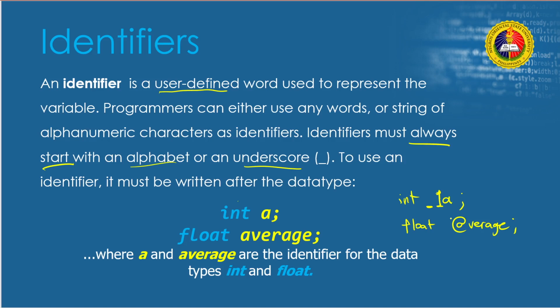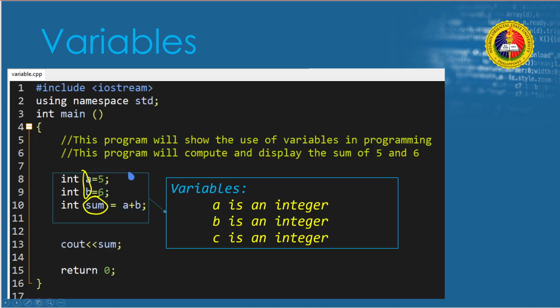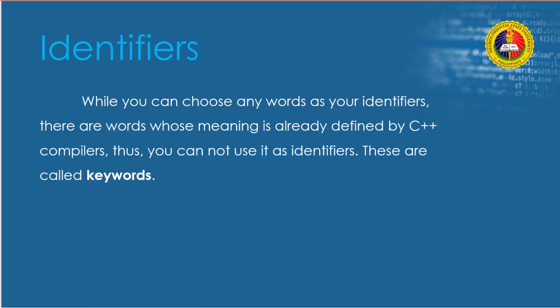Okay, so this is an example of the identifiers that we created a while ago, A and B, and then sum. Since all of them start with an alphabet, it is fine. Okay, while you can choose any words as your identifiers, there are words whose meaning is already defined by C++. Like I said a while ago, you can use any words as identifier, but there are exceptions. There are some words whose meaning is already defined by C++. Therefore, you cannot use them as identifiers.